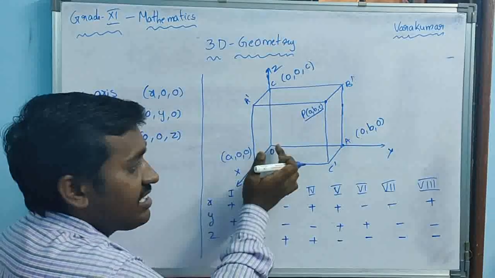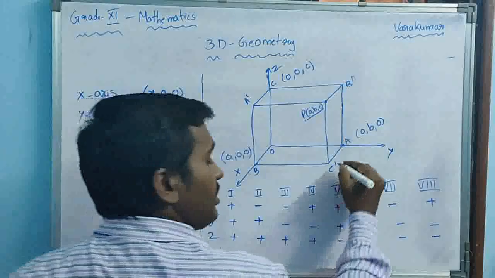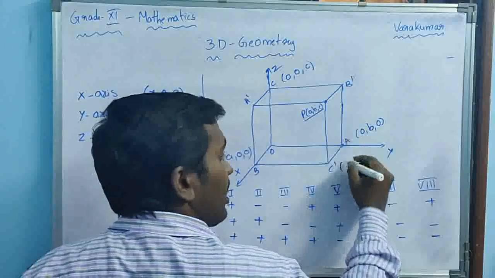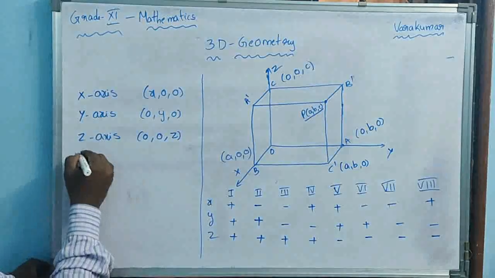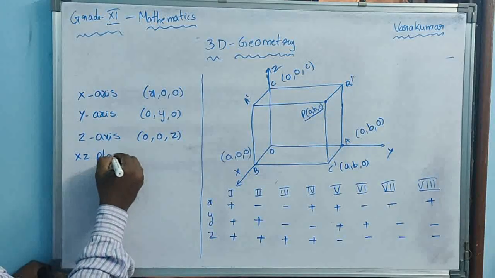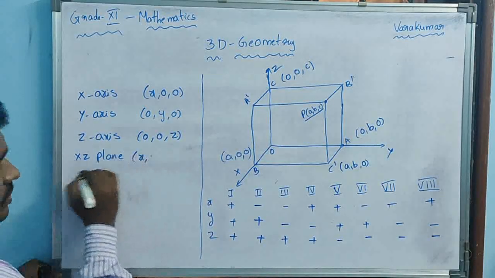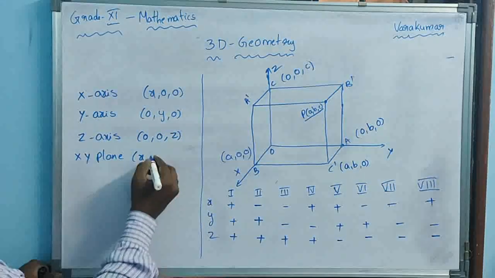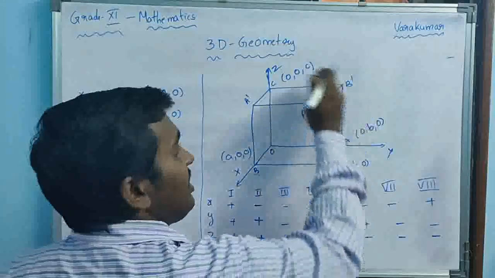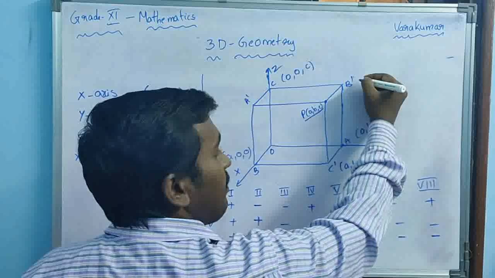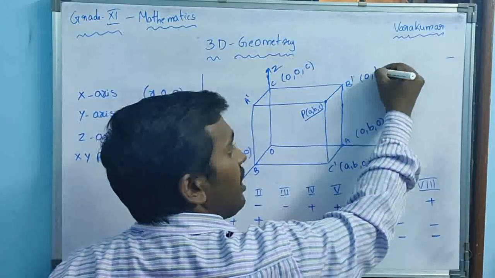Now, where is C dash? C dash lies in the XOY plane, which means the XY plane, so Z will be 0. With respect to this point, we can write (a, b, 0). Then the point that lies on the XZ plane, what do you write? (x, y, 0) is for the XY plane. Now, it lies in the YZ plane, so the X value is 0. So the B dash point will be (0, b, c).